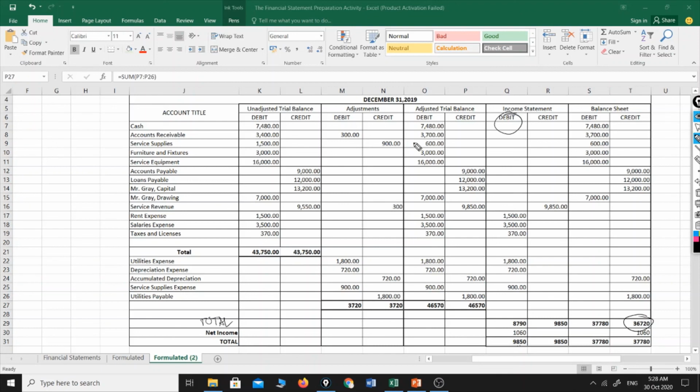So that's how we prepare our 10-column worksheet. Okay, that's it. That's how you prepare the worksheet. Again, preparing a worksheet is optional, but for us to easily make our financial statements and closing entries for the next accounting step, it is much better if we prepare a worksheet.